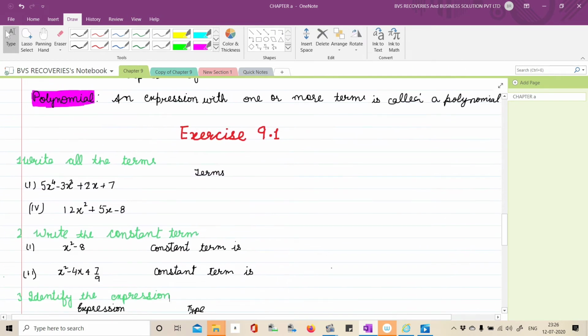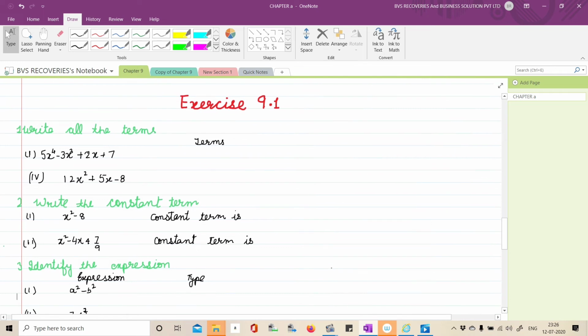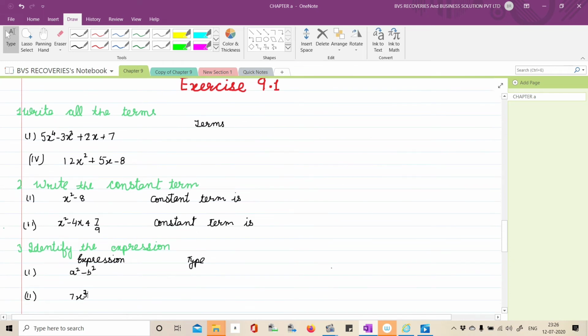Now let us start with exercise 9.1. Now from each question I will do a few parts and the remaining parts you will do on your own. Here the first question is: write all the terms in the given expressions. So here the expression is 5x^4 minus 3x^3 plus 2x plus 7.